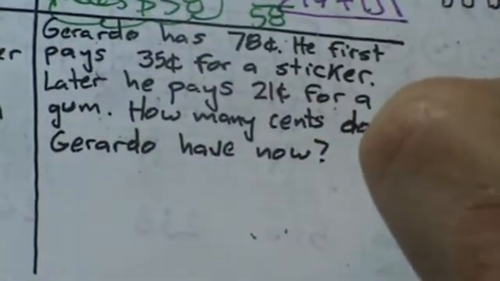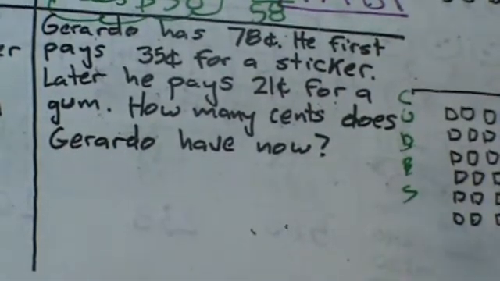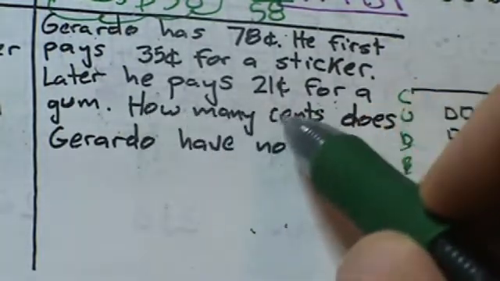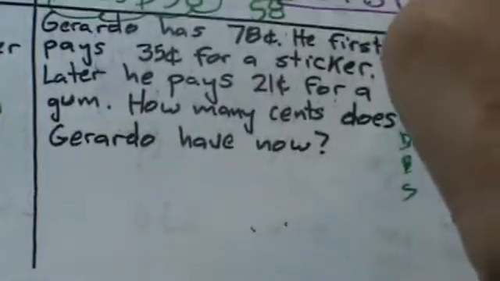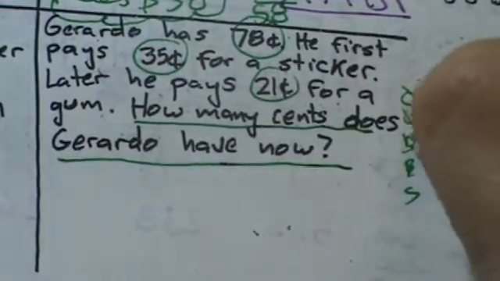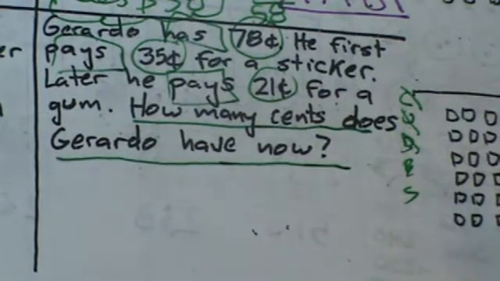I'm gonna write here cubes. Gerardo has 78 cents. He first pays 35 cents for a sticker. Later he pays 21 cents for a gum. How many cents does Gerardo have now? Circle the numbers. 78, 35, 21. Underline the question. How many cents does Gerardo have now? Box the keywords. Has, pays 35, and he pays 21.